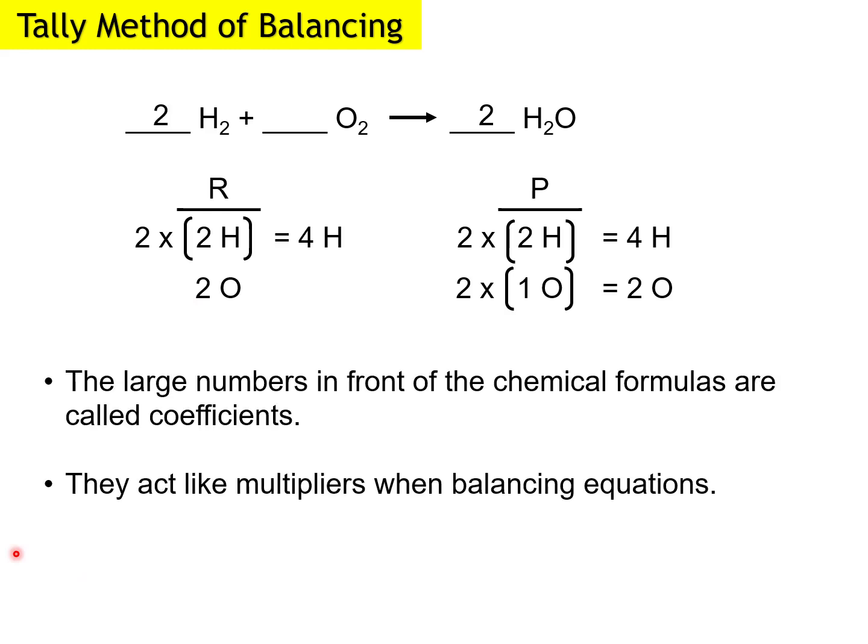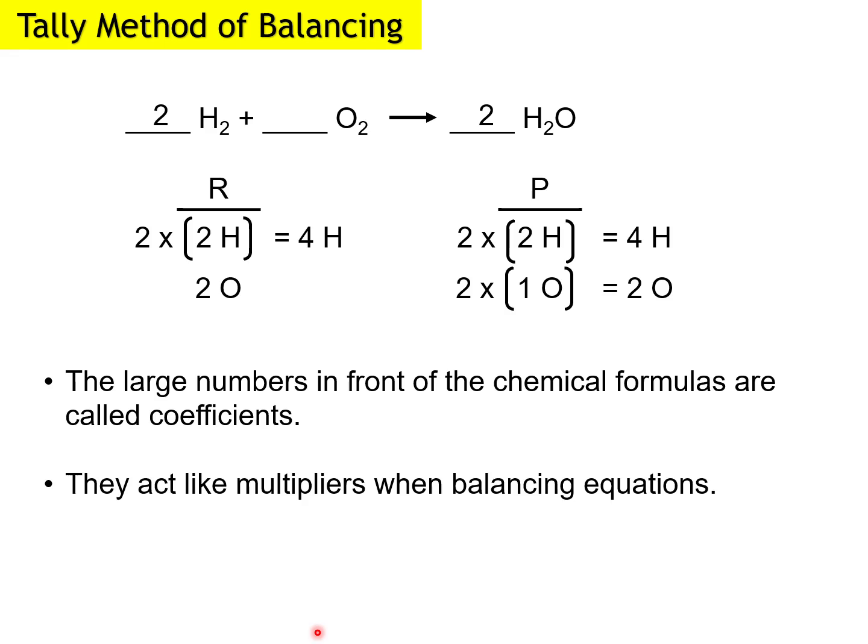So these numbers in the blanks are called coefficients. The little numbers are subscripts. So the little numbers tell you how many you have of each atom in the compound, whereas the coefficients tell you how many of each atom or molecule is participating in that particular reaction. They are reaction specific. And they act like multipliers when balancing reaction equations.